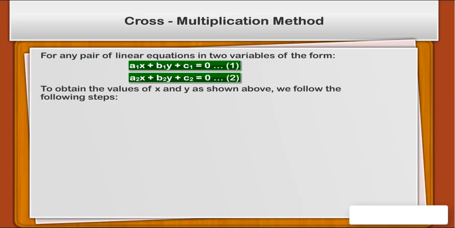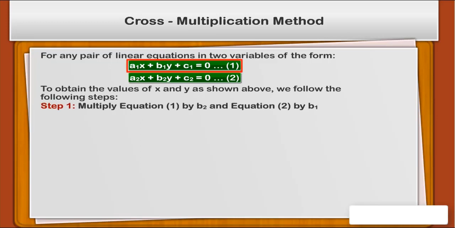To obtain the values of x and y, we follow the shown steps. Step 1. Multiply equation 1 by b2 and equation 2 by b1. We get b2 into a1x plus b2 into b1y plus b2 into c1 is equal to 0. This is now equation 3.